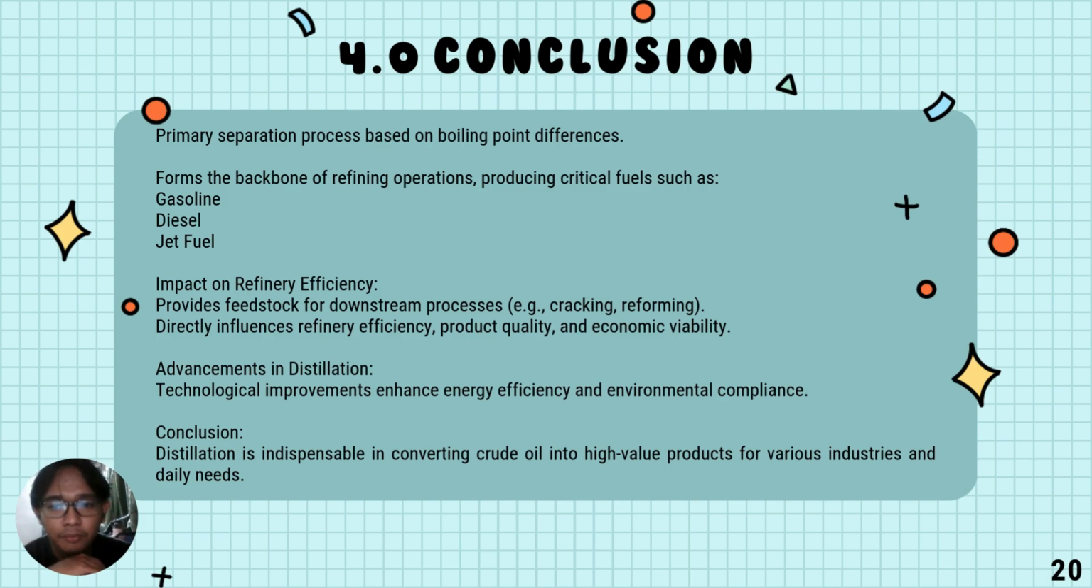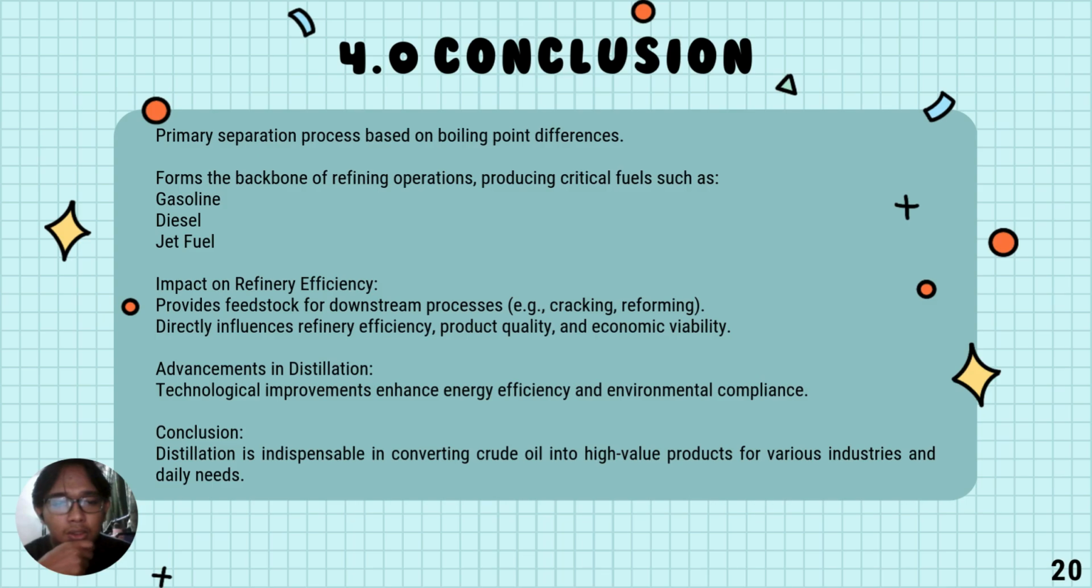So this is our conclusion. Primary separation processes based on boiling point difference form the backbone of refining operations, producing fuels such as gasoline, diesel, and jet fuel. So the critical refining step of separation immediately and suitably segregates the various components, at the same time optimizing the downstream processes such as cracking and reforming for maximum yields of desired products in line with market demand.